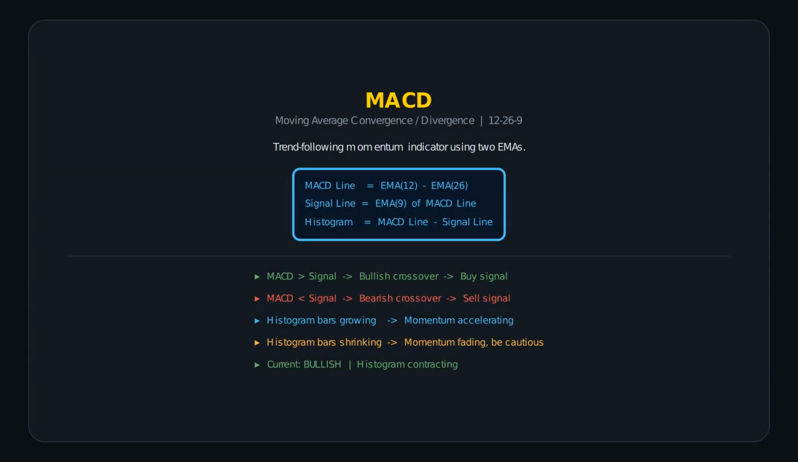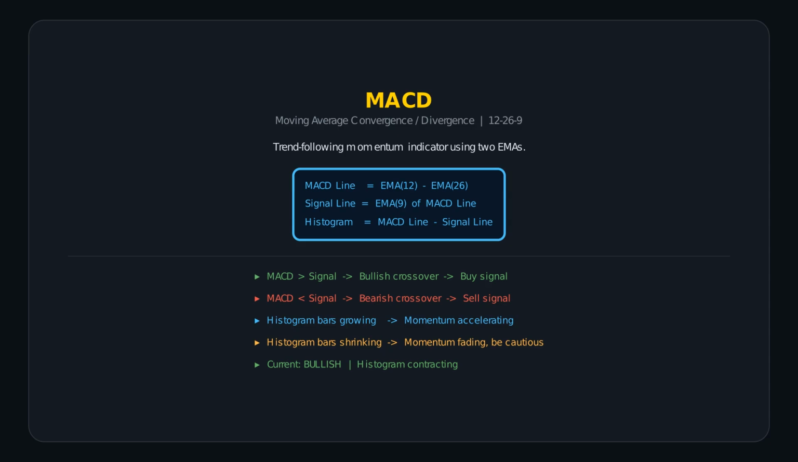Finally, MACD, or moving average convergence divergence. MACD is built from the difference between a fast 12-period EMA and slow 26-period EMA. When the fast EMA rises above the slow EMA, a bullish crossover occurs. The signal line is the 9-period EMA of the MACD itself. The histogram shows the gap between MACD and signal.